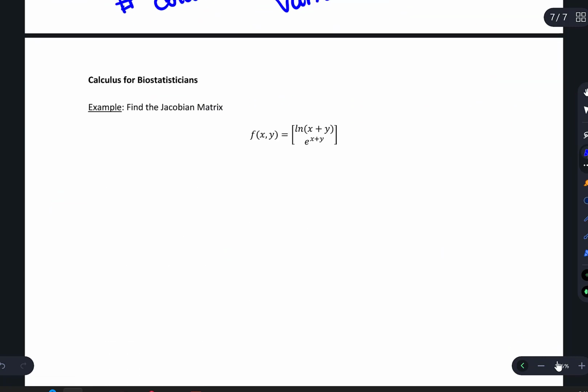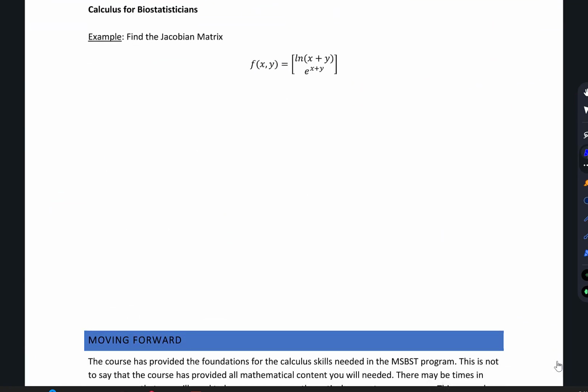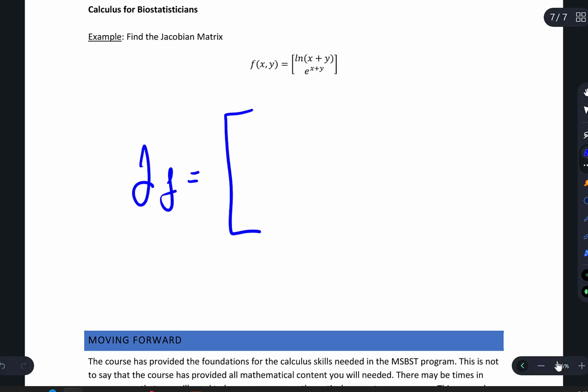So let's look at one more example. So notice here we've got 2 functions and 2 variables. So we know our Jacobian is again going to be a 2 by 2 matrix. All right, so our first function is the natural log of x plus y. So we're first going to take the derivative of the natural log of x plus y with respect to x. So we're going to use the chain rule to do this. So we know it's going to be equal to 1 over the inner function, which is x plus y, times the derivative with respect to x of the inner function, which is just going to be 1 in this case, so we're just left with 1 divided by x plus y.